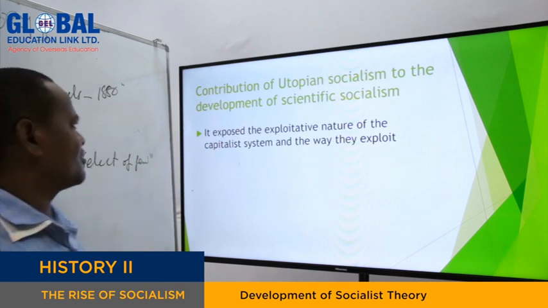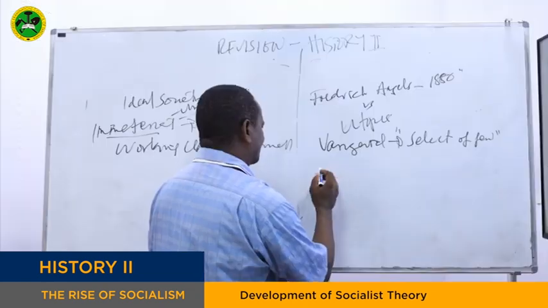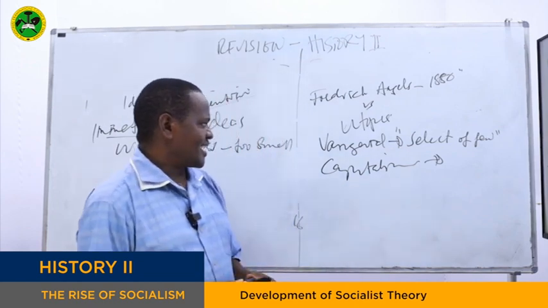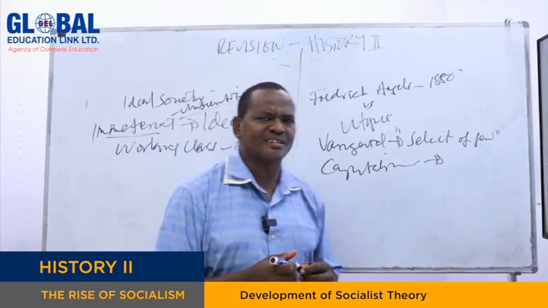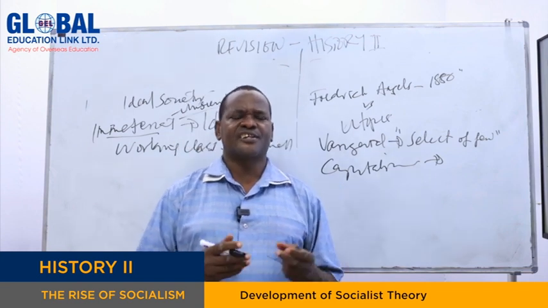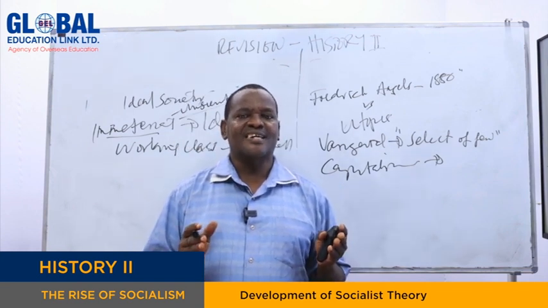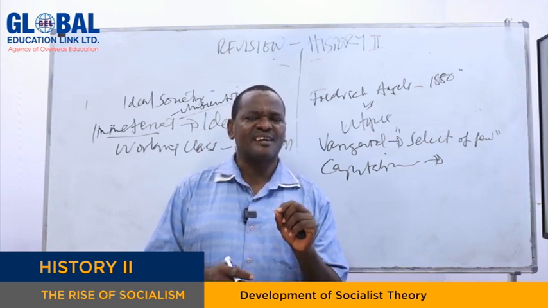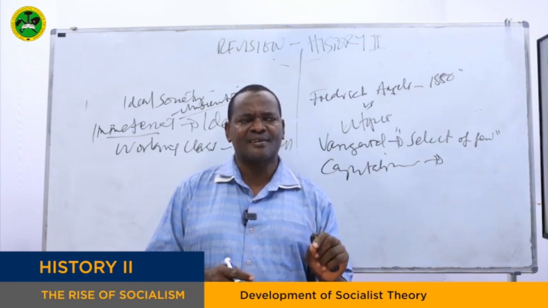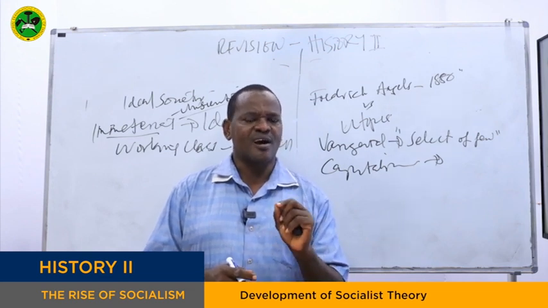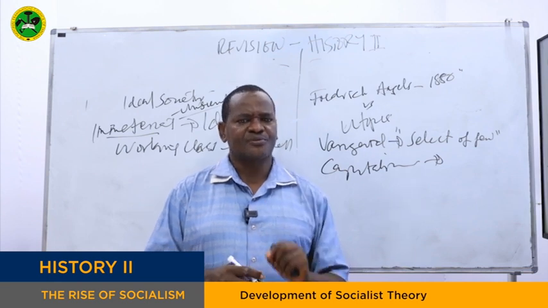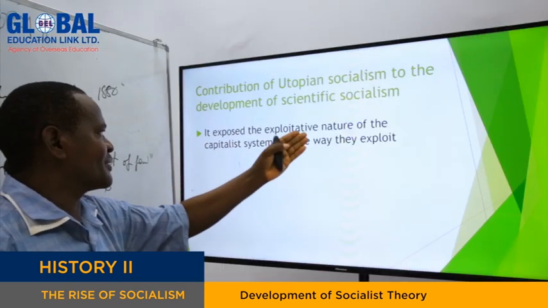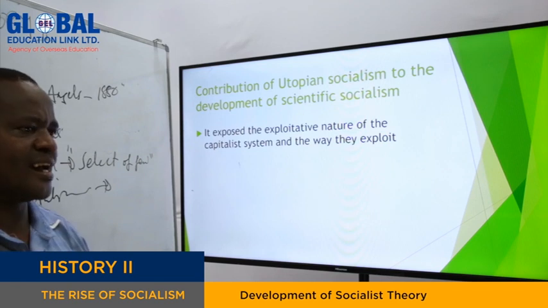But the second contribution is that it exposed the exploitative nature of capitalism. By starting to think about establishing a society where all people are going to be treated equally, it was obvious that they had already discovered that people were not equal in the society. They had already discovered that there was exploitation of man by man. So that's why we said one of the contributions of utopian socialism to the rise of scientific socialism is that it exposed the exploitative nature of the capitalist system and the way it exploits.